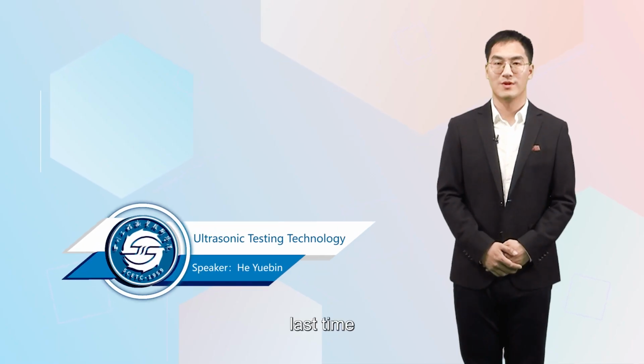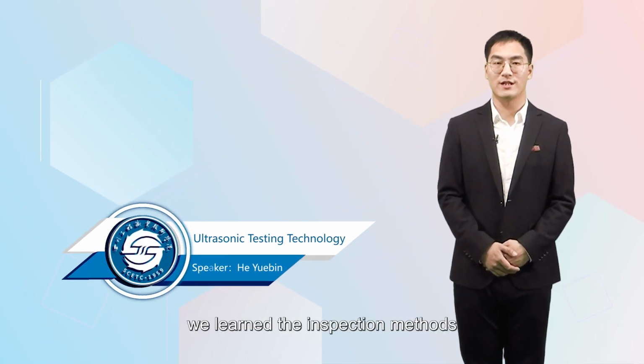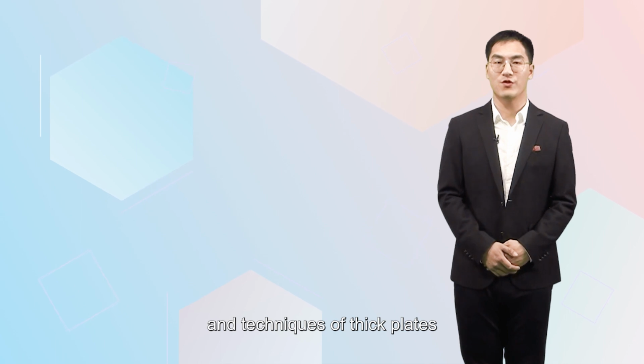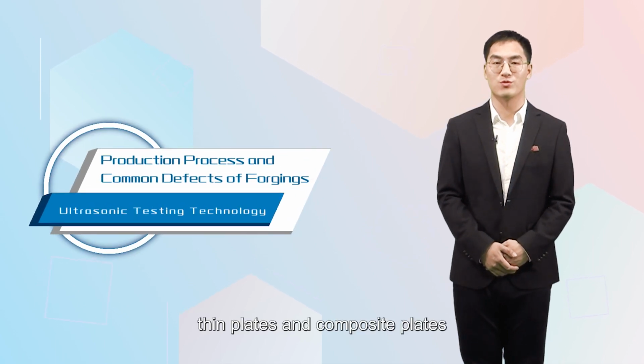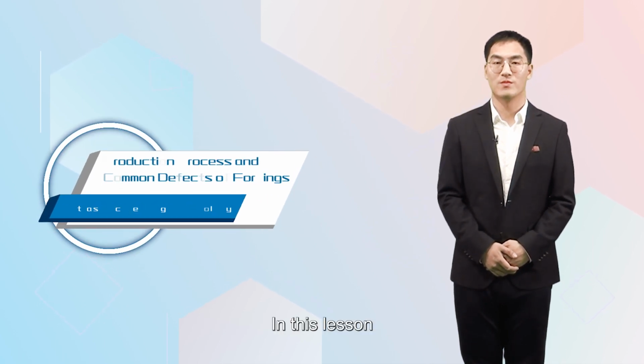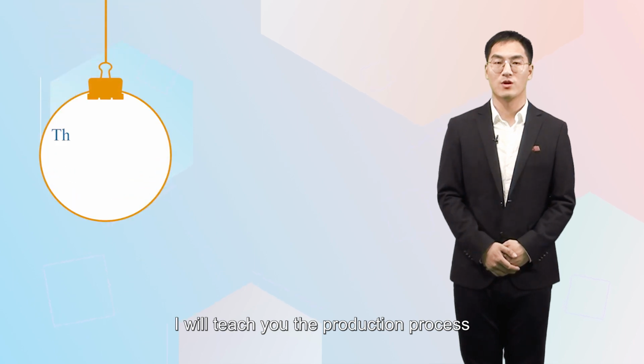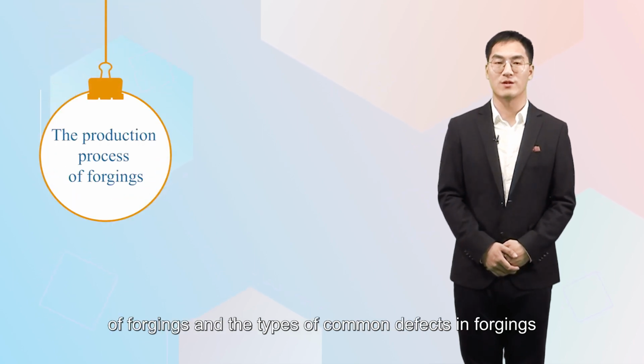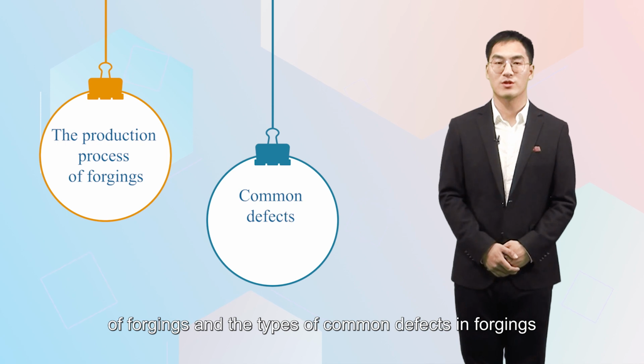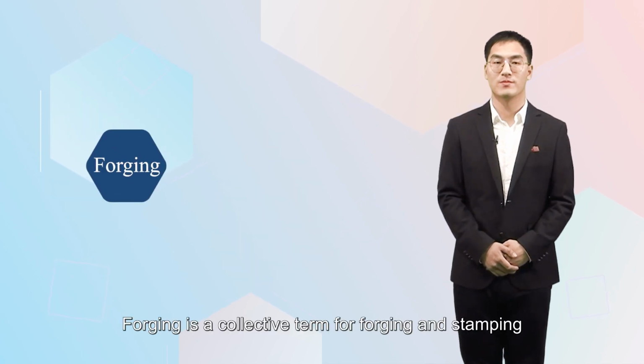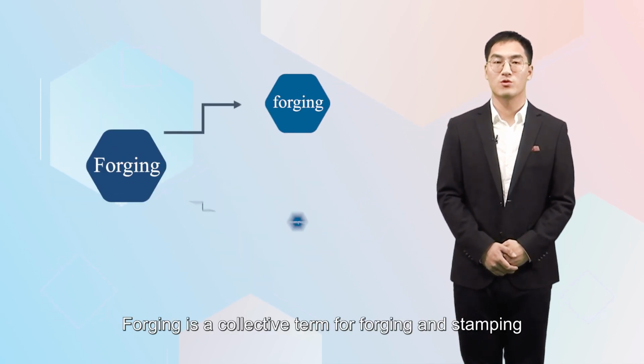Hello class, last time we learned the inspection methods and the techniques of thick plates, thin plates, and composite plates. In this lesson, I will teach you the production process of forgings and the types of common defects in forgings. Forging is a collective term for forging and stamping.